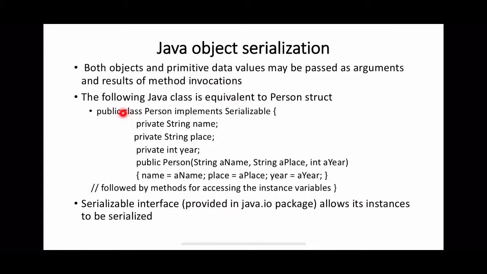Okay, this is how it is actually declared. Public class person implements Serializable, then the components, then the class definition, with a string name, etc., and the constructor, followed by the method for accessing the instance variable. So here we can see that the class person implements the interface Serializable. The Serializable interface allows its instances to be serialized. If you want to serialize an object, that is, if you want to flatten an object, the corresponding class should implement the interface Serializable.